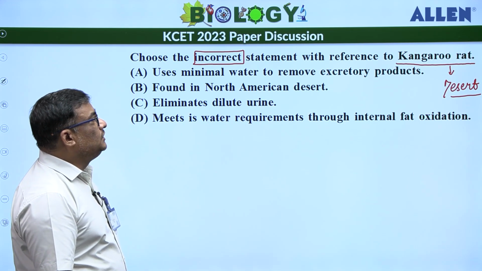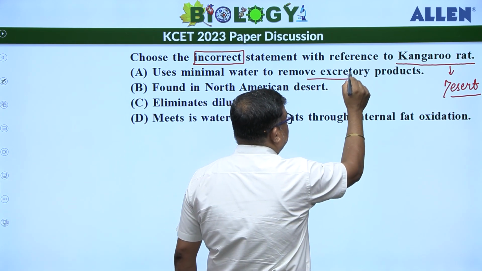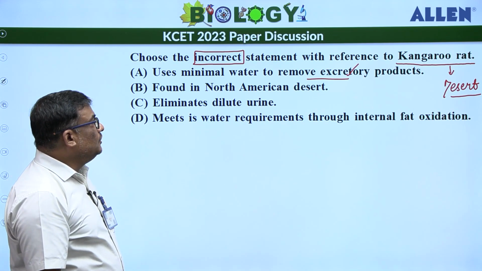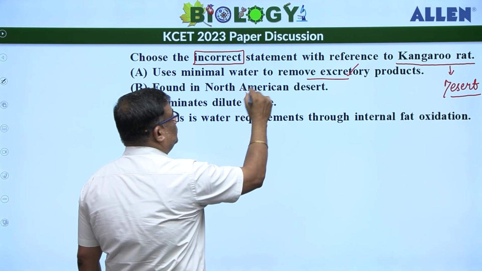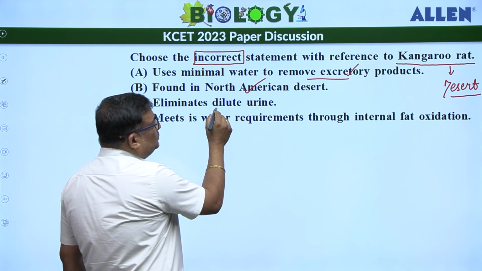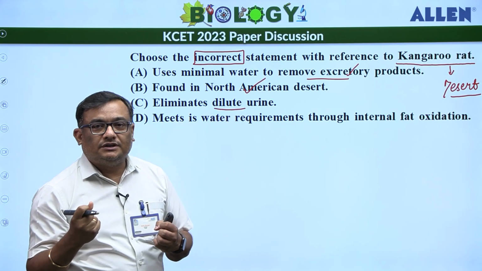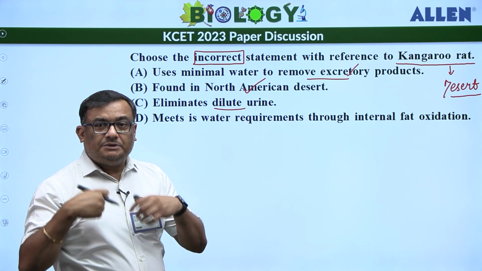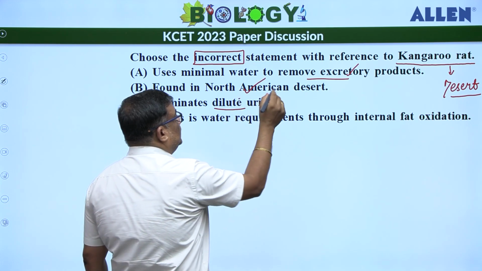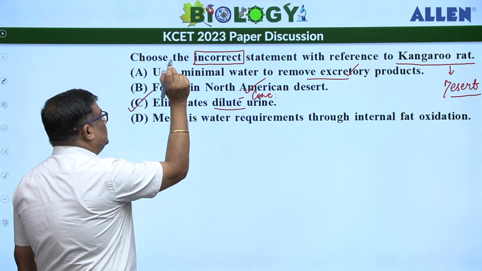Uses minimal water to remove excretory product, correct. This is one of the adaptations for the kangaroo rat to survive in very desertified conditions. Found in North American desert, true, that is also true. Eliminates dilute urine. See, if it is going to eliminate dilute urine, in this scenario it is not going to preserve water. So to preserve water, it must be giving out concentrated urine. So rather than dilute, it should have been concentrated urine, and your answer is C.